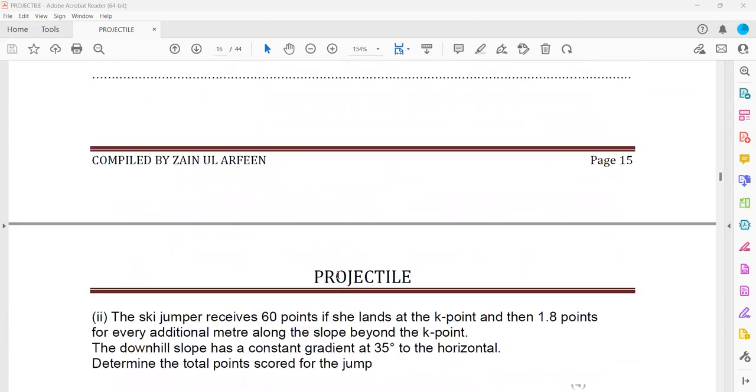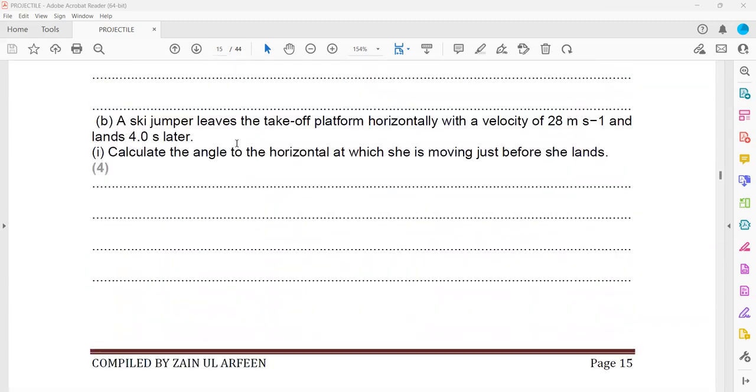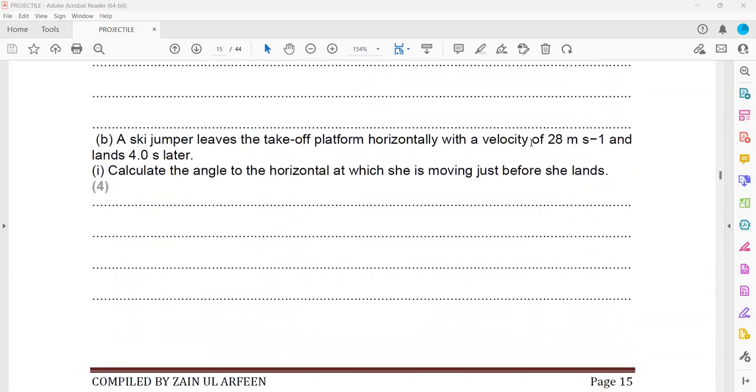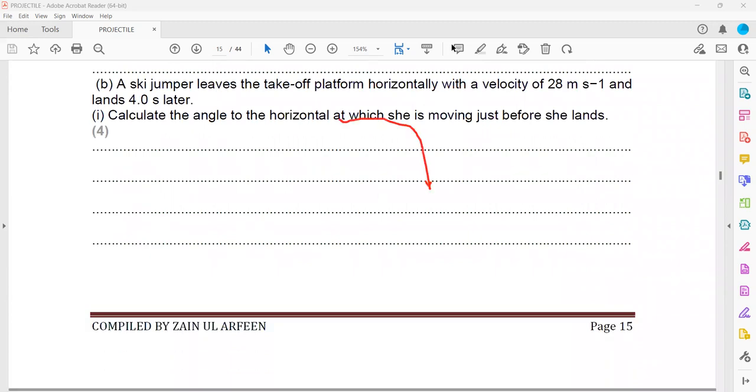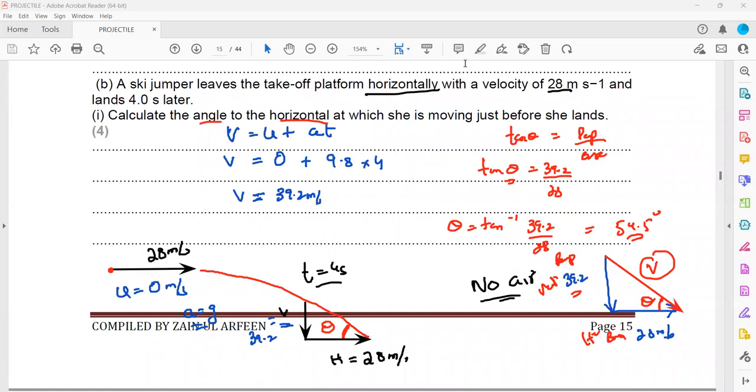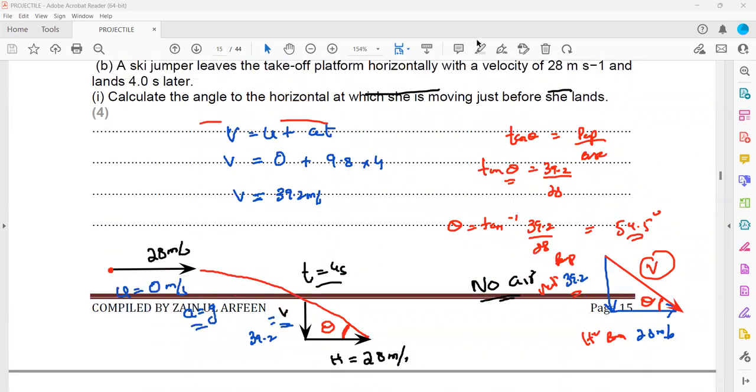The second part: a ski jumper leaves the takeoff platform horizontally, and we did this question, like calculate the angle. We calculated that it was about 54.5. That was question 11. I included that part, so we did this, the solution was there. This is what we have discussed, this part B.